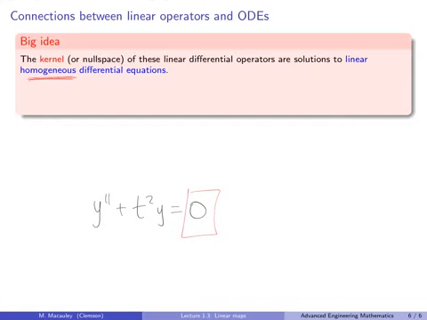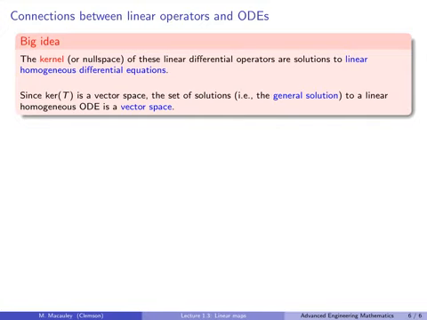But right now, the takeaway message is that the kernel of these linear differential operators are solutions to linear differential equations. Moreover, since the kernel of an operator is a vector space, then the set of solutions to these differential equations, which we often call the so-called general solution, the general solution is a vector space. And that's how vector spaces arise in differential equations. And we'll see a lot more of this fairly soon. So stay with us.